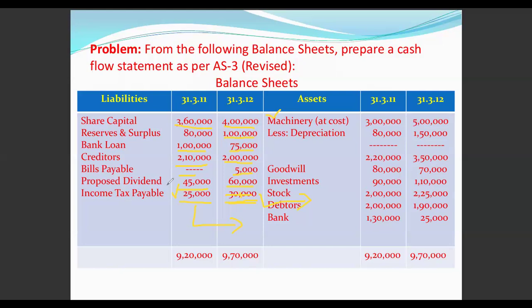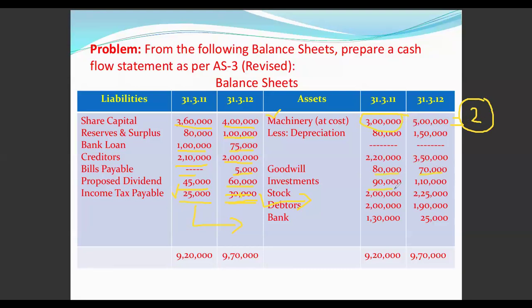Coming to the asset side, we have machinery of 3 lakhs and 5 lakhs. So the machinery has changed from 3 lakh to 5 lakhs. It simply indicates the machine has increased from 3 lakh to 5 lakh. It means we have either purchased or sold 2 lakh in value of machinery. The goodwill was 80,000 and now it is 70,000. So the change in value of goodwill is adjusted in profit and loss account.